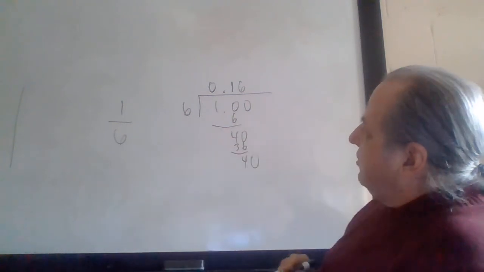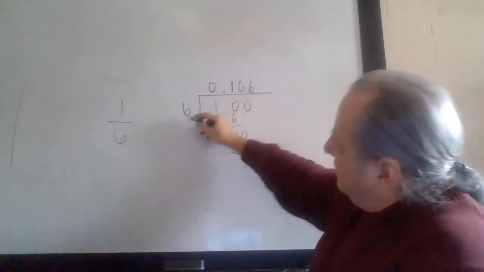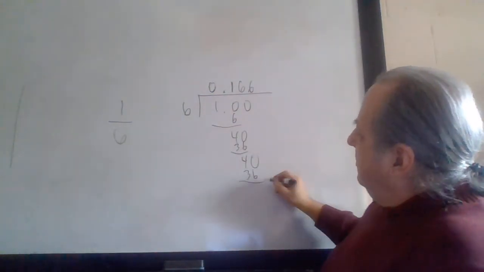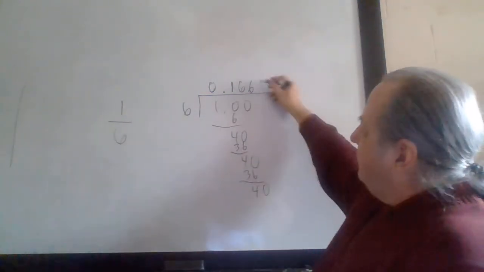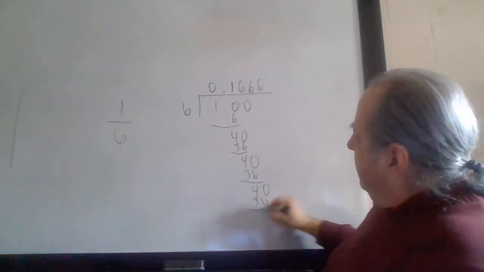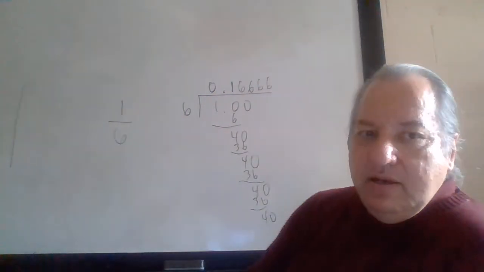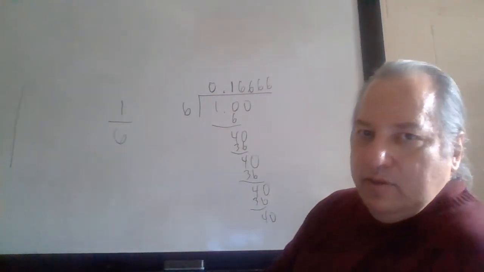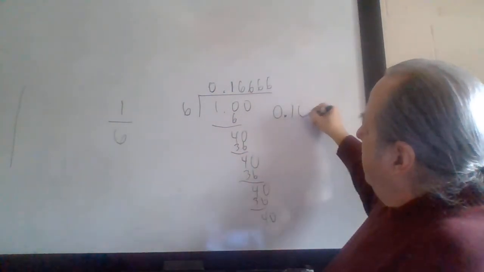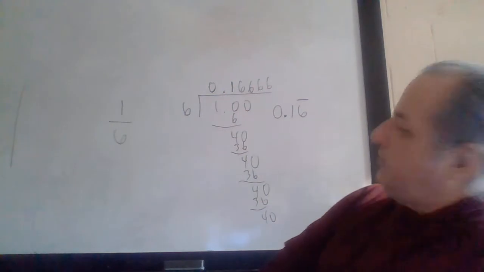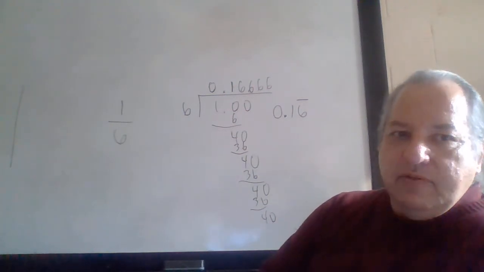Remainder, so bring down another 0. 6 goes into 40 6 times. 6 times 6 is 36. 40 minus 36 is 4. Bring down another 0. 6 goes into 40 6 times. Multiply back, 4, bring down another 0. So it's the 6 that keeps repeating. It's the 6 that's going to get the bar because that's the pattern. So it's going to be 0.1 and a 6 with the bar over the 6, because that tells you it's the 6 that keeps repeating in a pattern.